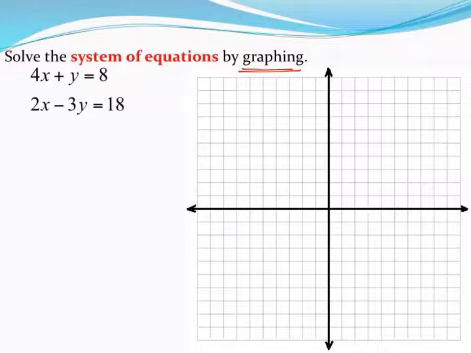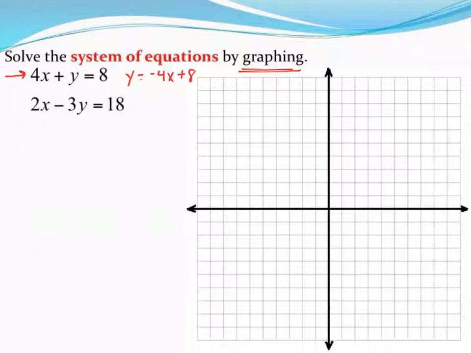To do that, probably the best way is to get this in slope-intercept form. At least that's how I prefer to graph. So let's take each of our equations and solve for y. Let's start with the top equation. To get y by itself, all I need to do is subtract that 4x. So I'm going to say y equals negative 4x plus 8. There's my first equation in slope-intercept form.